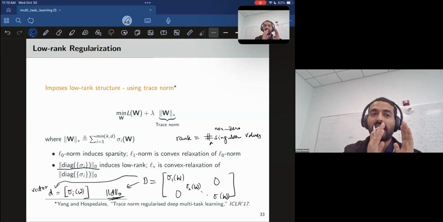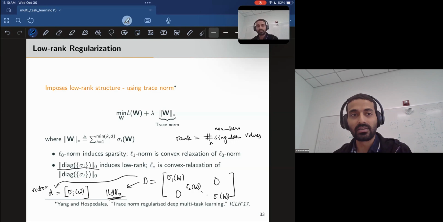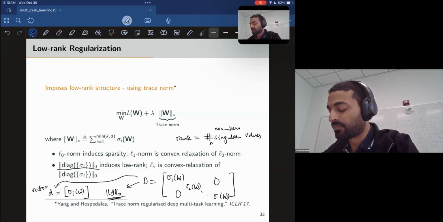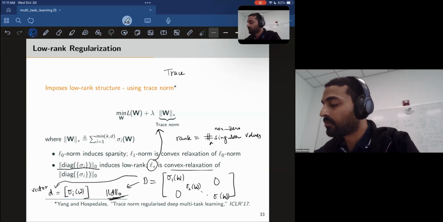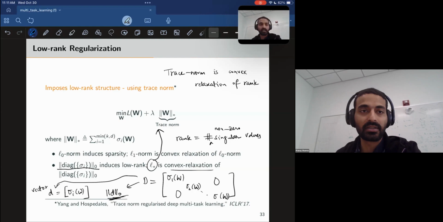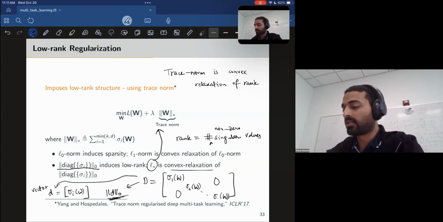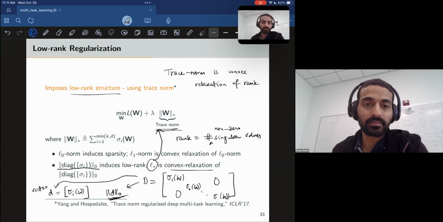And just as we relaxed L0 norm of a vector to L1 norm of a vector and got a convex relaxation, similarly, we can relax this L0 norm into a convex relaxation, which is L star, which is exactly this trace norm. So trace norm is a convex relaxation of rank of a matrix, right? Therefore, using this trace norm regularization, we can impose a low rank structure.